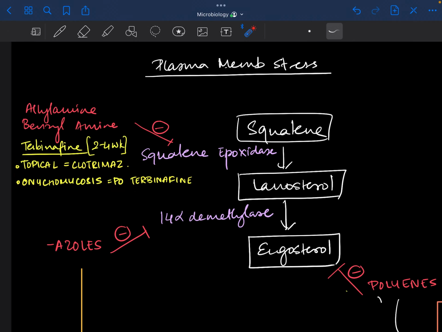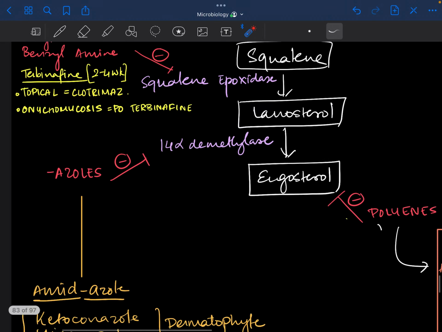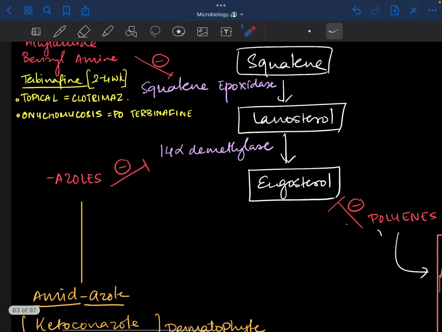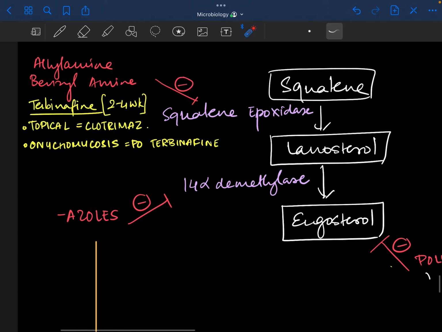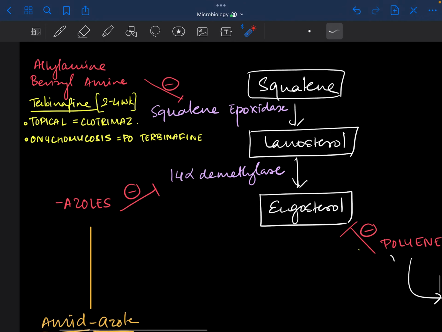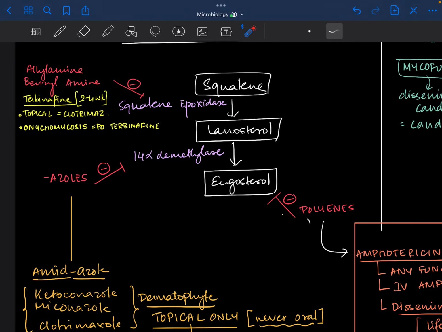onychomycosis. God, these words are very difficult for me to pronounce. So onychomycosis is when your nail is infected with fungus. That time you will give oral terbinafine. The only time you will give this orally. This is most important because onychomycosis is when the fungus is growing inside the dead cells or the keratin, and terbinafine can get accumulated over there. So that is important there.